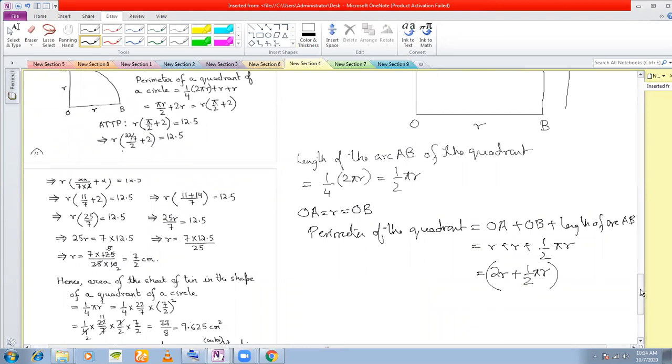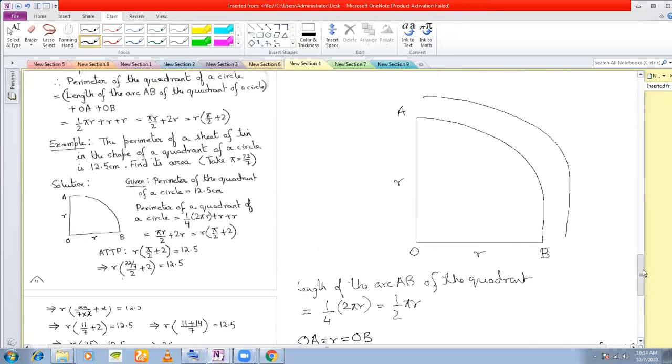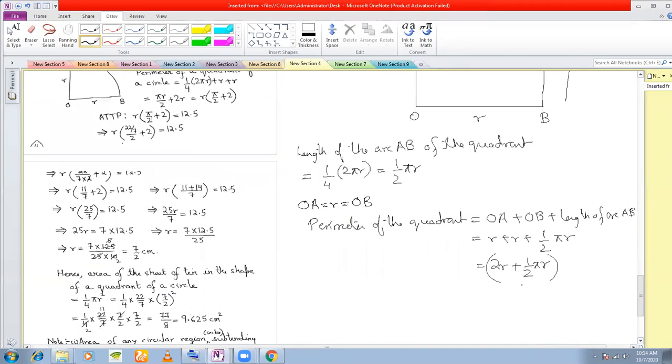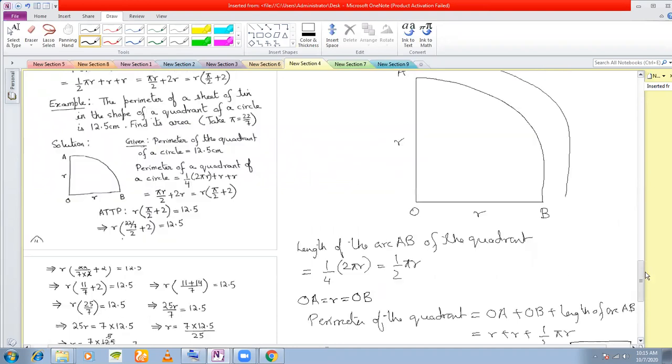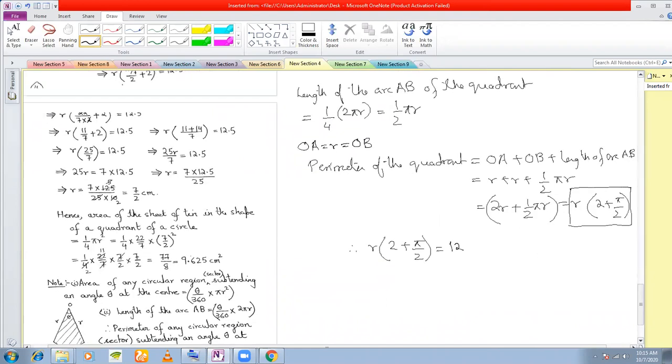And what is the perimeter given here? The perimeter is given to you as 12.5. No harm in simplifying this further. What you can do here is take r common and you get 2 plus pi by 2. So this is your perimeter, r into 2 plus pi by 2. Therefore, r into 2 plus pi by 2 must be equal to the perimeter given, 12.5.